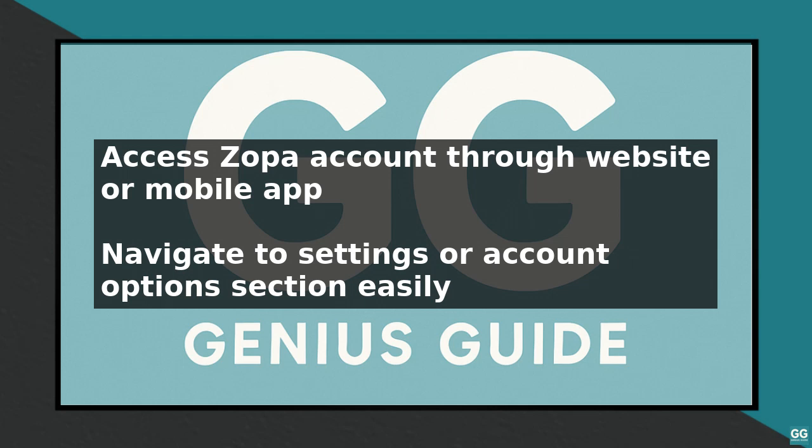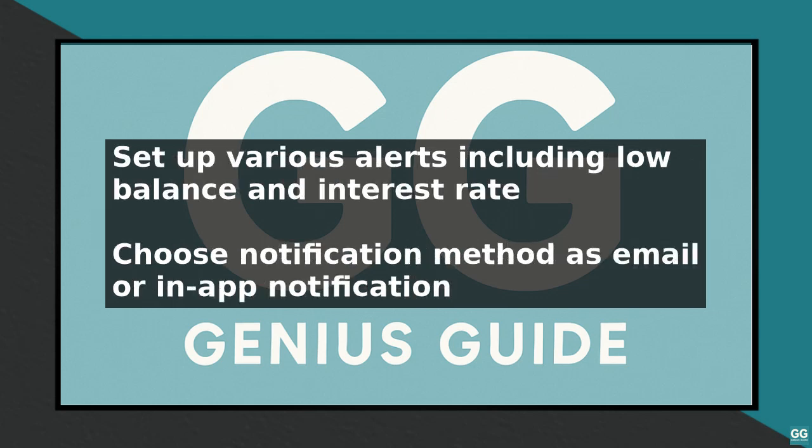Zopa Fixed Saver allows you to set up various alerts, including low balance alerts, interest rate change alerts, and maturity date reminders. To set up an alert, select the type of alert you want to receive and choose the notification method, which can be either email or in-app notification.